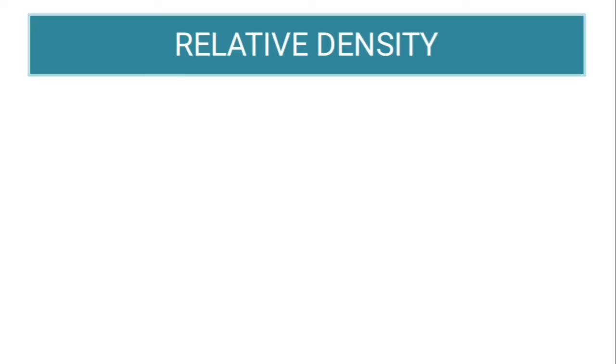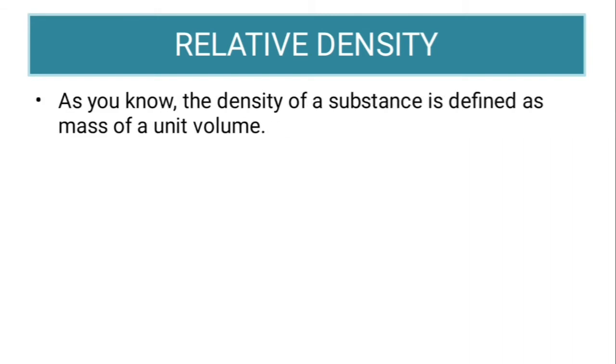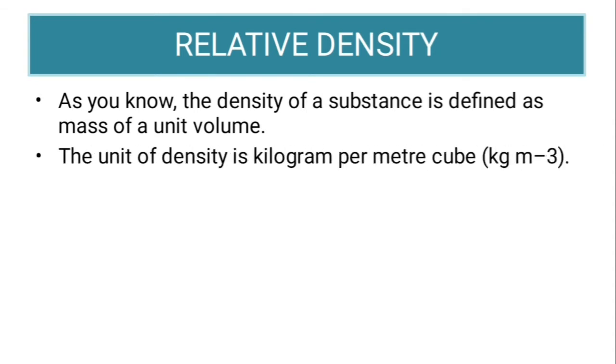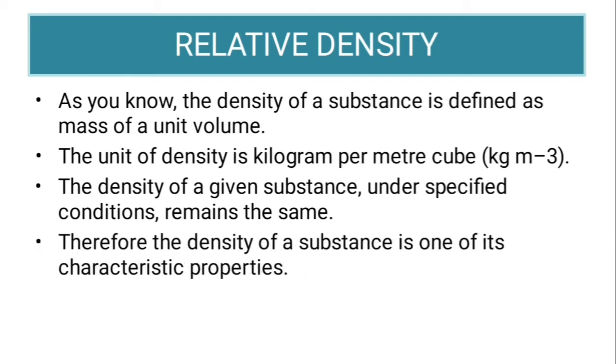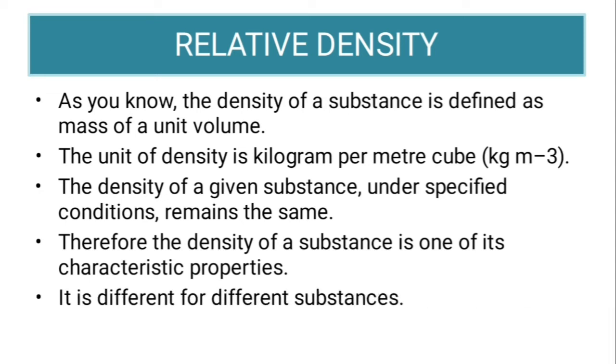Well, now comes the real topic, the relative density. As you know, the density of the substance is defined as mass per unit volume, and the unit of it is kg per meter cube. The density of a given substance under a specified condition remains the same. So as long as you keep the conditions the same, like temperature and pressure, the density won't change. Therefore, the density of a substance is one of its characteristic properties. It is different for different substances.